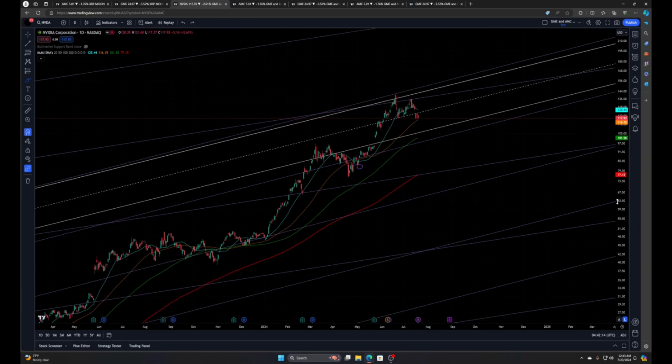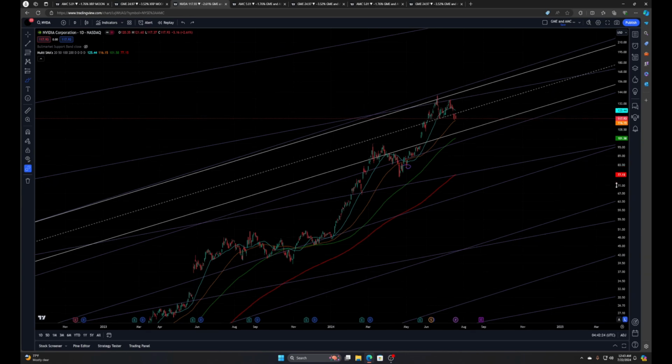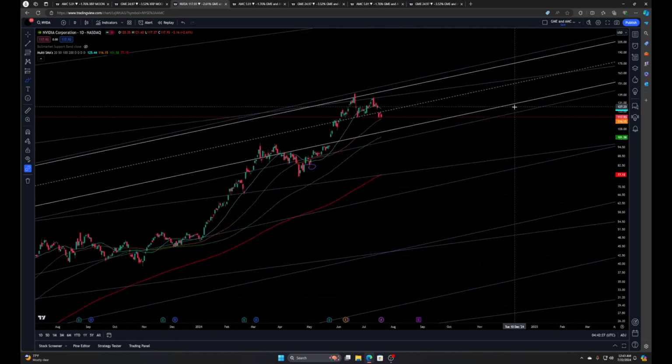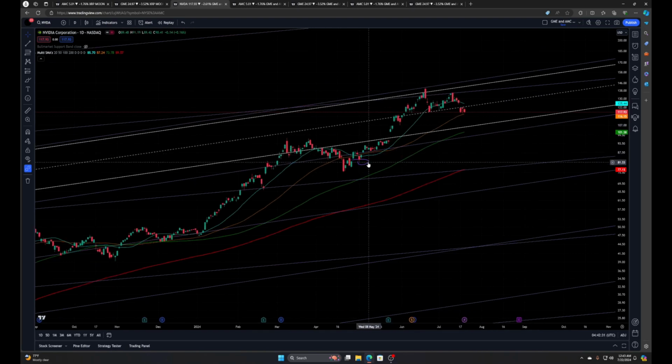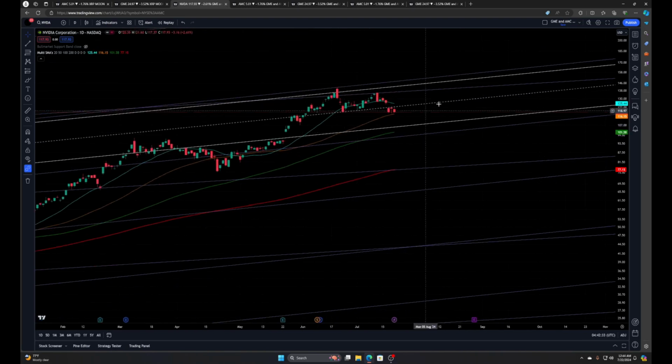I obviously don't think you're going to see a straight-line dump like that. It's going to be over time, something like this. I think you will be in the 70s in Nvidia, and that may seem crazy to say, considering how bullish Nvidia has been. So you are at its 50 SMA on Nvidia, so yeah, you could bounce here.